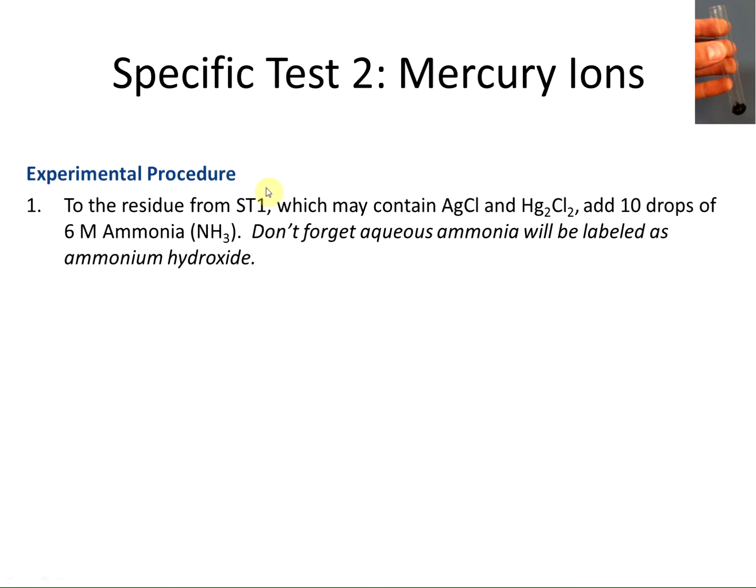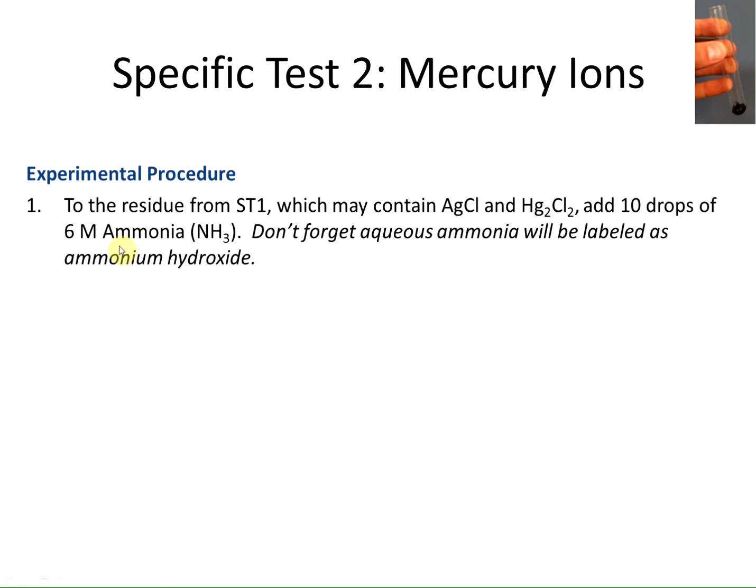So here's your experimental procedure for specific test 2 for the mercury ions. To the residue from specific test 1, remember that's the one where we tested for the lead, it may contain silver chloride or mercury chloride in solid form. You're going to add 10 drops of 6 molar ammonia.